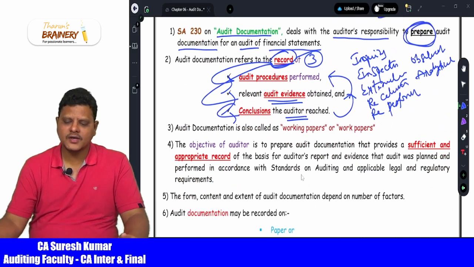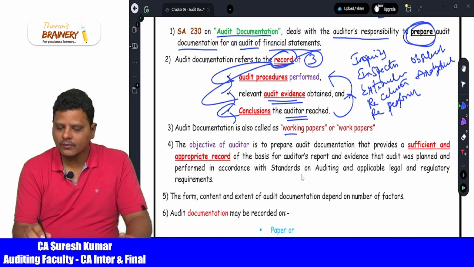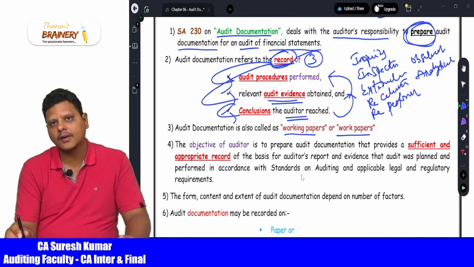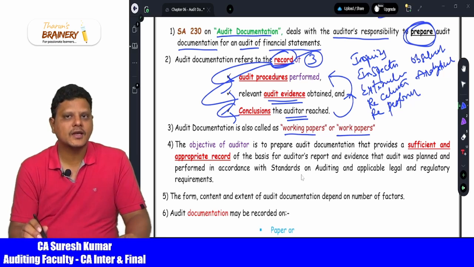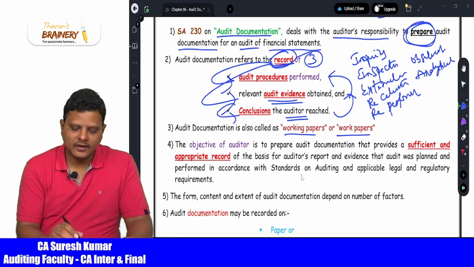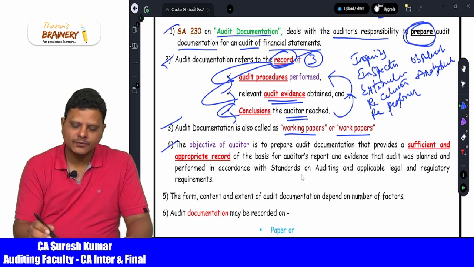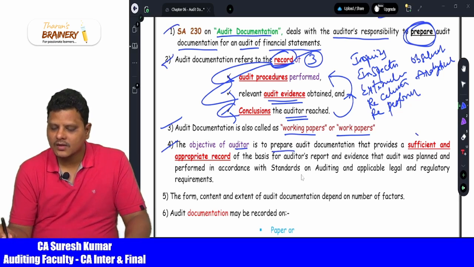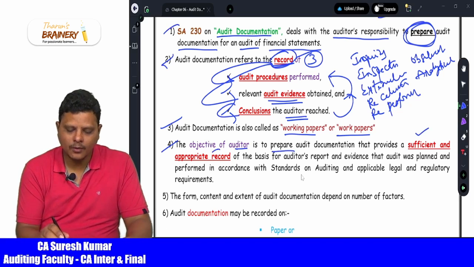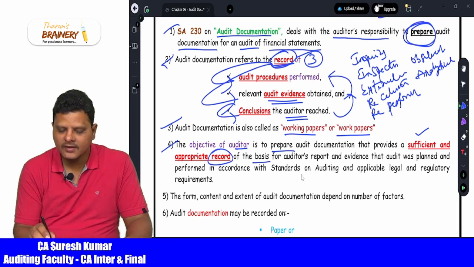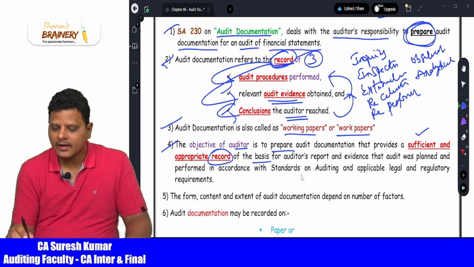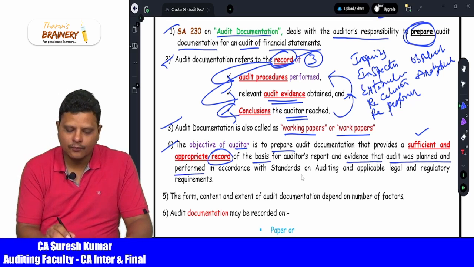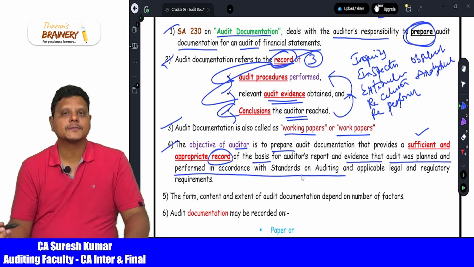Now audit documentation is also called audit working papers or audit work papers, which can be tested in MCQ based questions. Then the objective of the auditor is to prepare audit documentation that provides a sufficient and appropriate record which will be a basis for the auditor's report, and evidence that the audit was planned and performed in accordance with the standards on auditing.